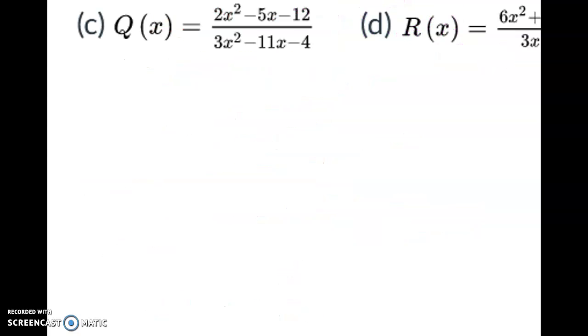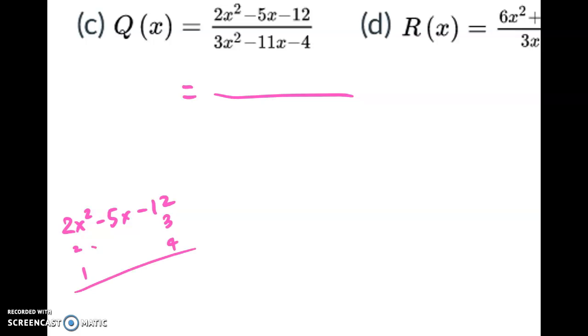Now let's look at C here. For this function, first we need to check if it is in lowest terms. So let's factor the top and factor the bottom. To factor the top, I'll do it on the side. 2x squared minus 5x minus 12. I will try to factor real quick. I'll do 3 times 4 here. Cross multiply, that's a 3, that's a 8. I need a negative 5 in the middle. That means this is negative. Okay, so I will factor the top as 2x plus 3 times x minus 4.